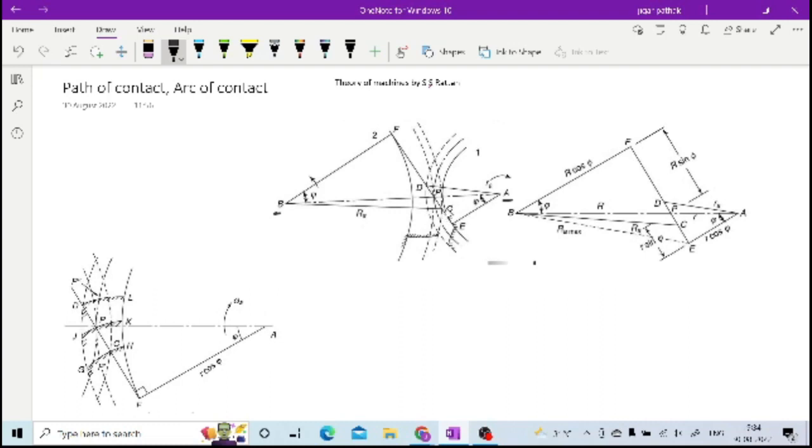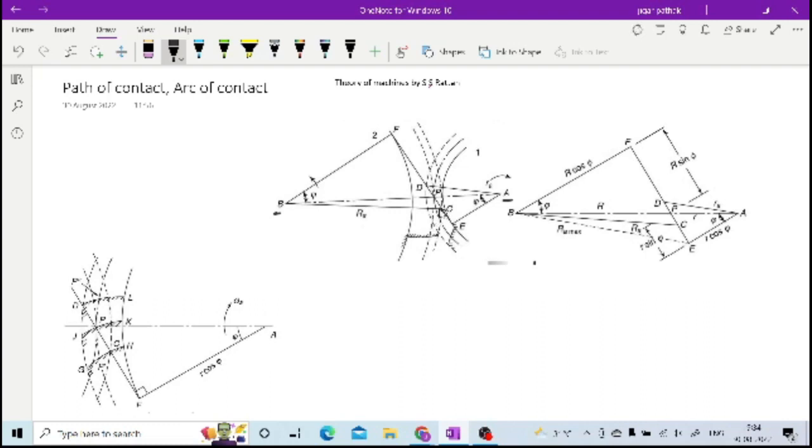Actually, if A is the driver and B is the driven, then if A is driving, the dedendum point of A will first be in contact with the addendum of the driven. So this is the point C.